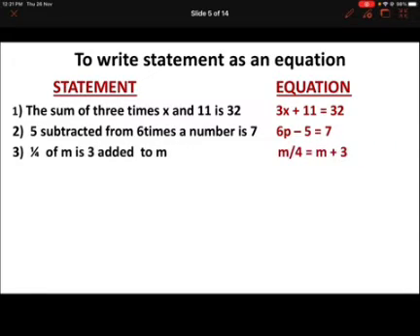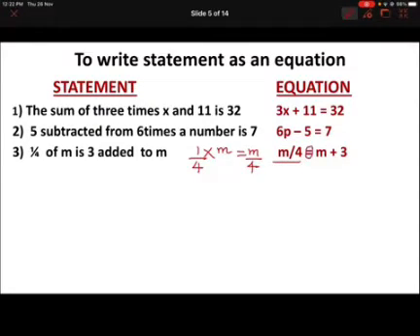1/4 of m is added to m. 1/4 of m is 3 added to m. Check here, children. So what is 1/4 of m? 1/4 of m can be written in two ways. 1/4 of, you all know "of" is multiplication. 1/4 of m, you can write it as (1/4)m, or you can write this as m by 4. I hope you agree.